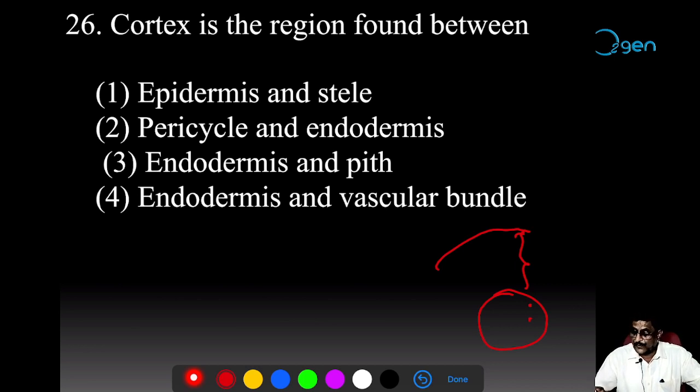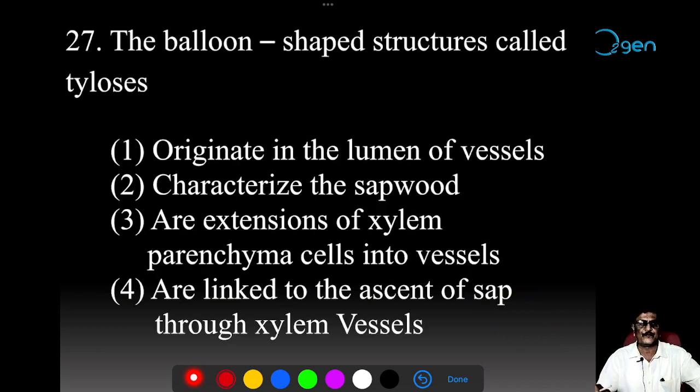The second option says pericycle and endodermis. Immediately below the endodermis there is a pericycle. In between those two layers there are no other tissues. Endodermis and pith: in between the endodermis and pith is the presence of the pericycle and vascular bundle. The last, fourth option, endodermis and vascular bundle, usually that contains xylem and phloem. So option 1 is correct.